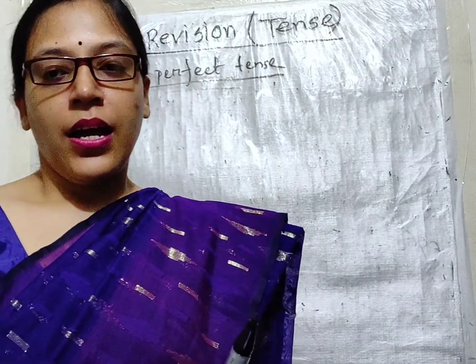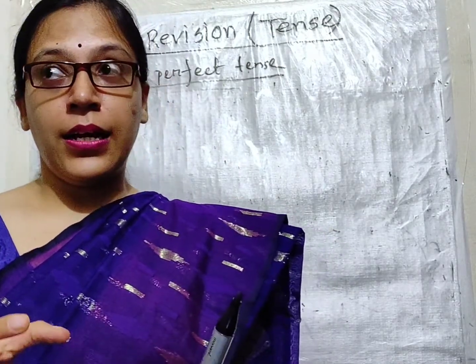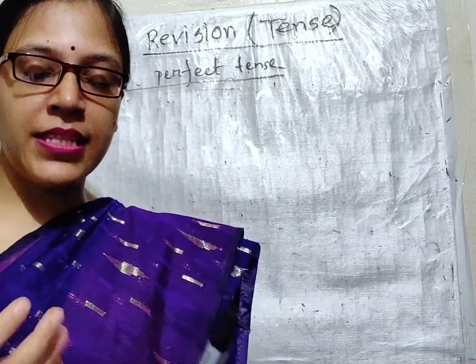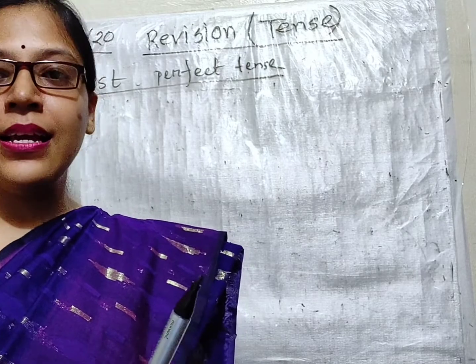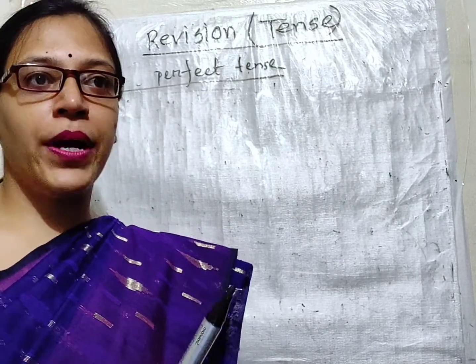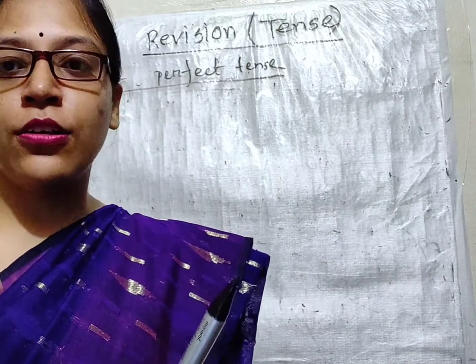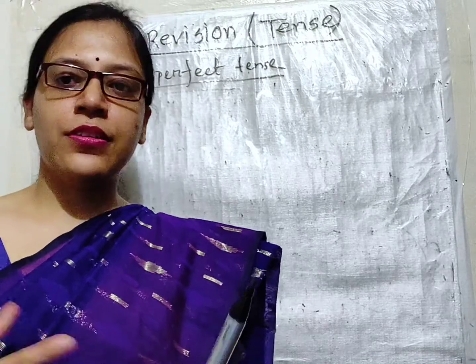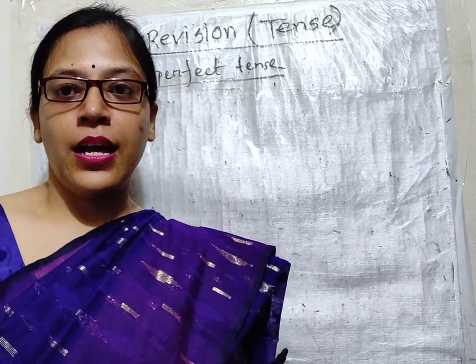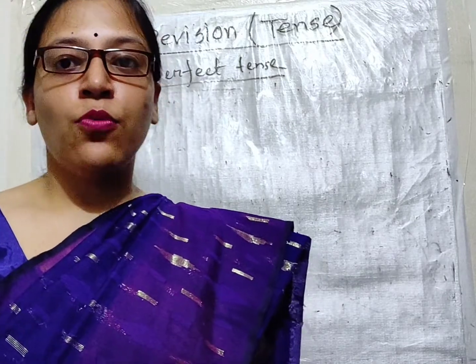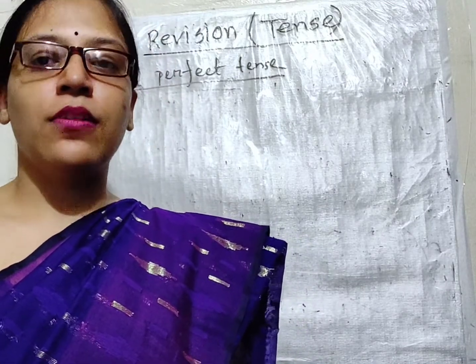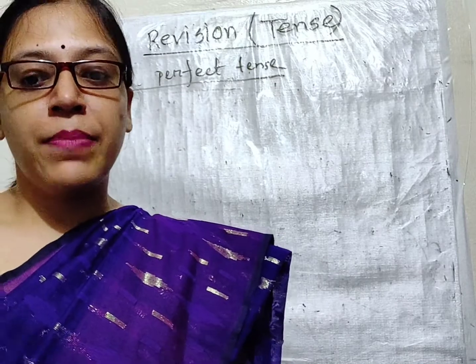Okay? But in simple past tense, we do not talk about something where there is a comparison of two actions. Usually only one action is expressed in simple past tense. But in past perfect tense, we use it to talk about something that happened before another action.